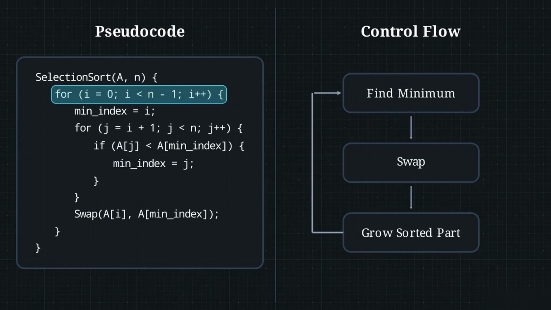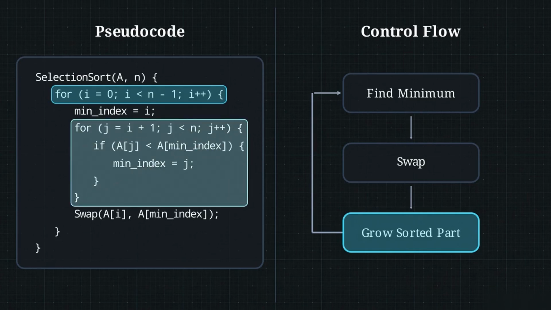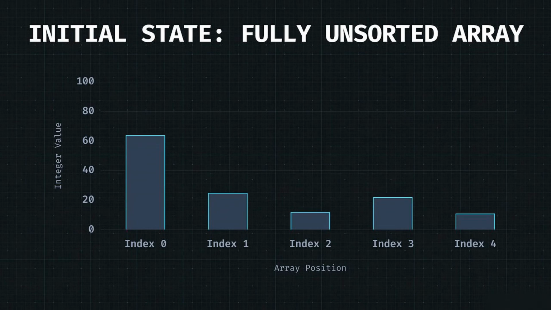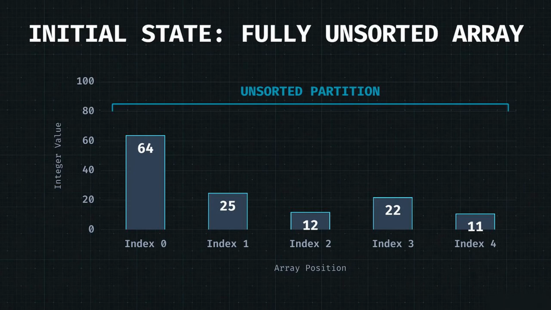The outer loop acts as a boundary manager. Its specific job is to track and advance the dividing line between the sorted and unsorted portions of the array. The inner loop operates strictly as a hunter. It relentlessly scans whatever remains in the unsorted section to find the lowest possible value. Looking back at our sample array, we established the starting state. Before the first pass begins, the entire sequence is classified as the unsorted partition.